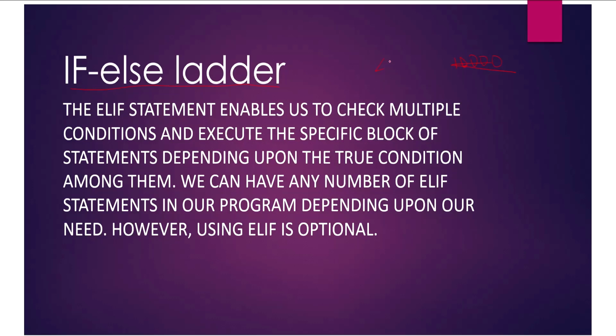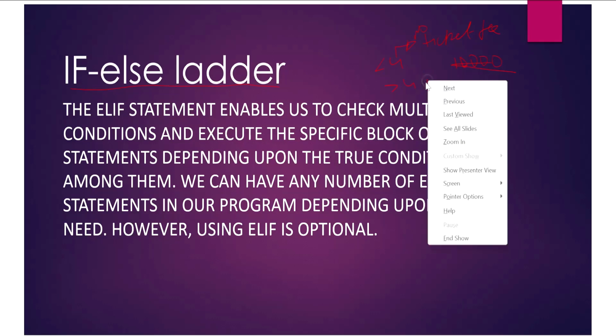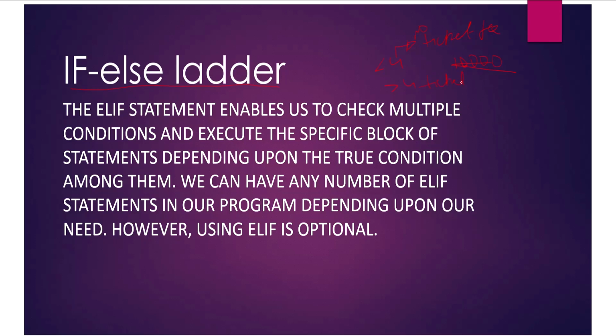If a person is less than 3 or 4 years, that person will have no ticket fee. If a person is greater than 4 years, then a ticket must be taken for him. If a person's age is greater than 16 years, here called old age people or like that, there will be a concession on the ticket, around 2% to 5% discount. When we want to evaluate multiple conditions, at that time we will use if else ladder.